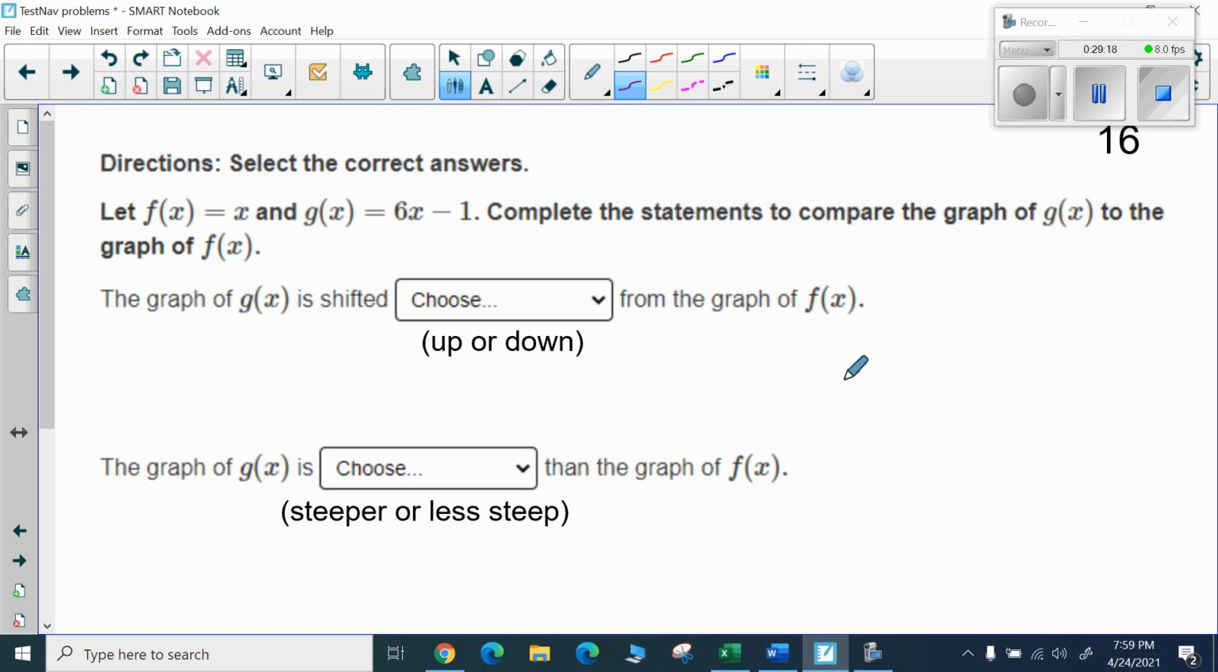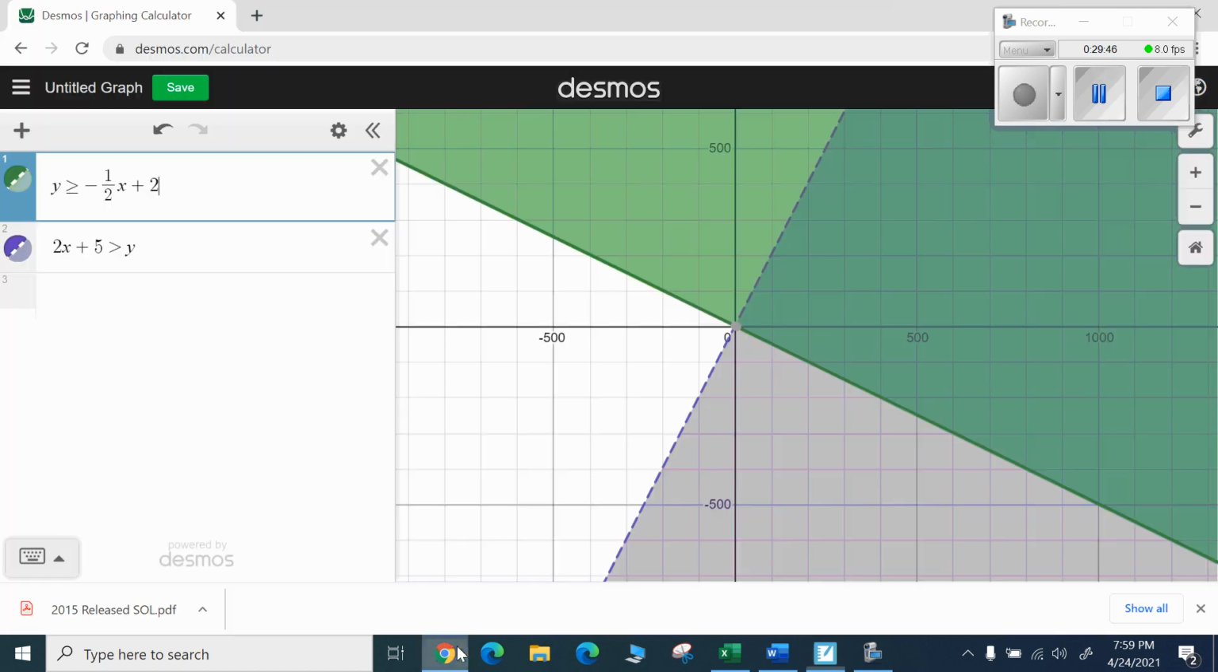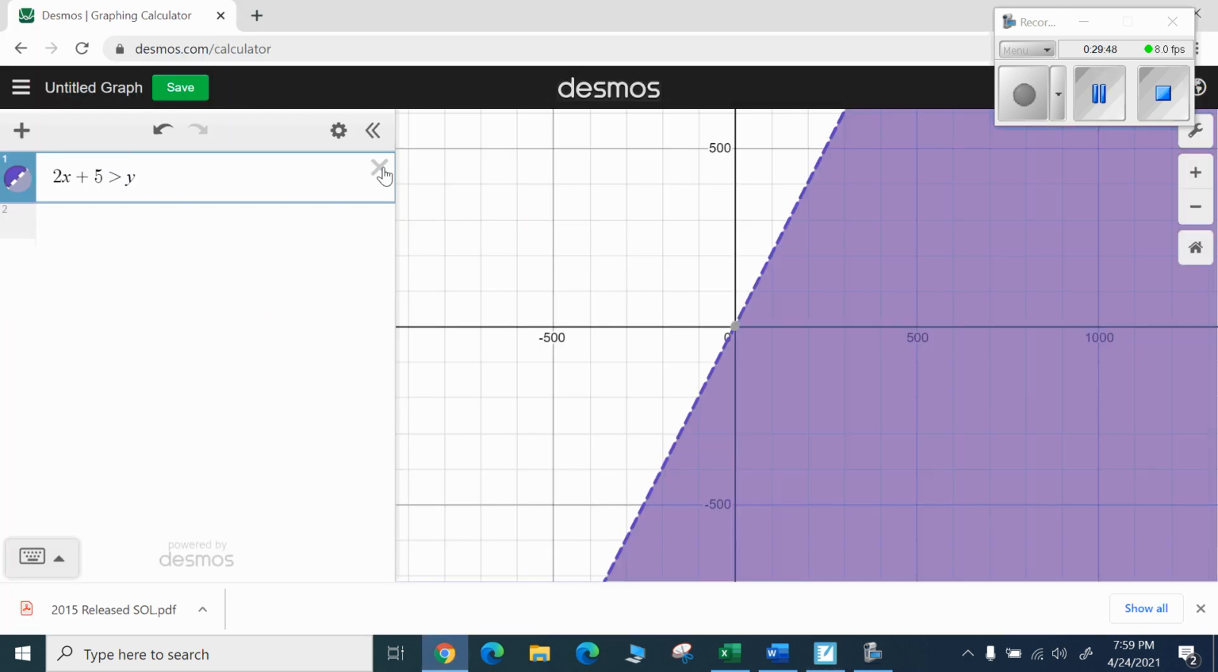Here is question 16. We're going to talk about functions now. Let f of x, remember that for a function, the way that you say this is f of x. Let f of x equal x and g of x equal 6x minus 1. Complete the statements to compare the graph of g of x to the graph of f of x. Well, if I'm going to compare the graphs, I need to see them. So I'm going to go to Desmos right now, and I'm going to type these two graphs in, and then I can look and see what they're asking me to compare.